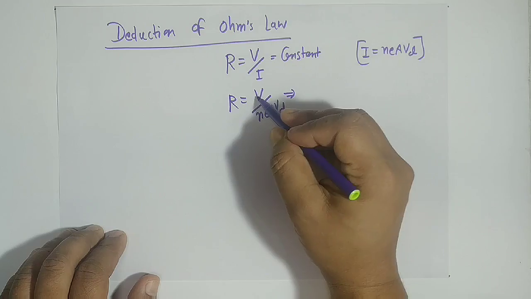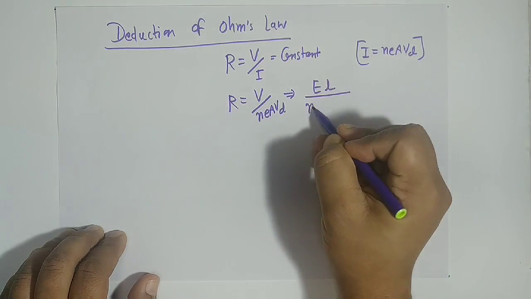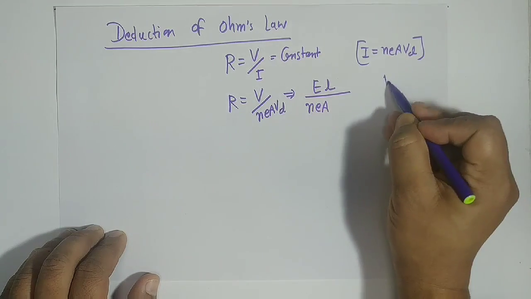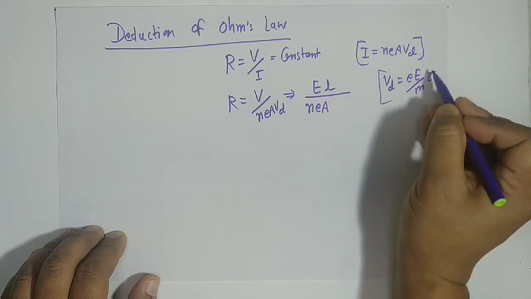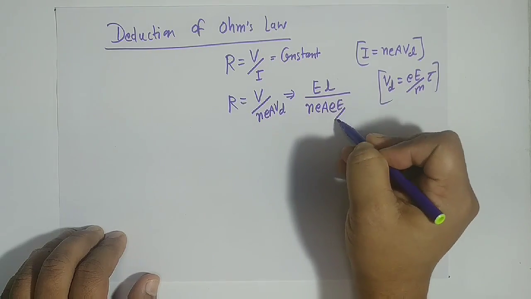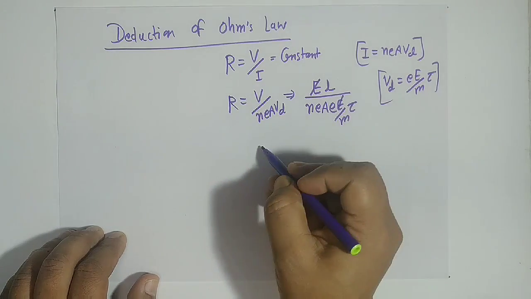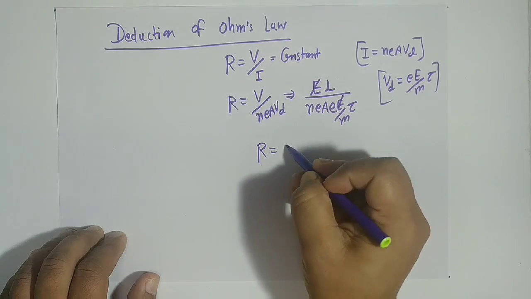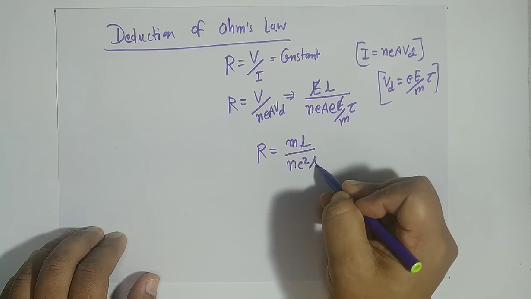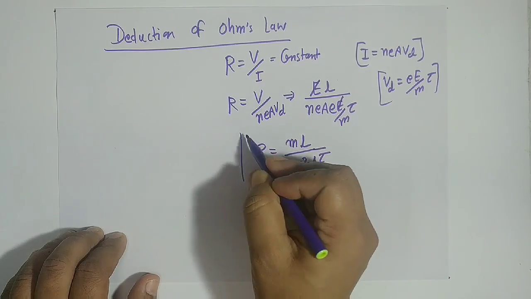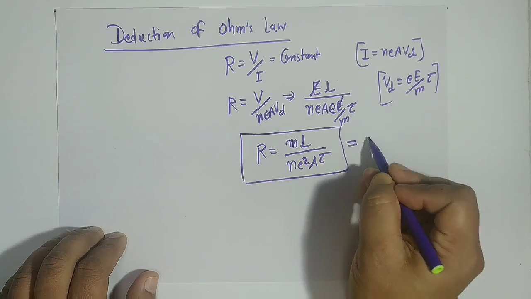And then what is V? V is electric field into distance, E into L. So V by I is EL over neAvd. Remember what is Vd? Drift velocity. You remember that? Vd is eE by m into tau. So can we replace it by eE by m into tau? Now this E goes out, cancels. And what is resistance? m will go up. It will be mL upon ne square A tau. So this is resistance, mL upon ne square A tau, and it's a complete constant.